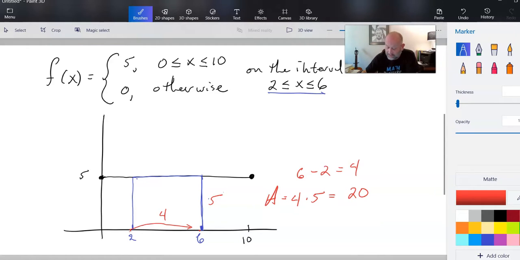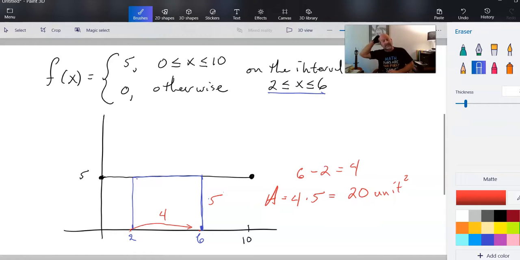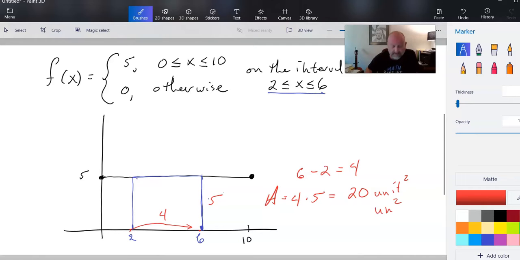And since we don't have any units, we're going to say these are units squared. I think what your book does is just write un squared, but it stands for units squared. All areas are in square units. You notice the only real thing we had to figure out here was the length of the base. Everything else ultimately was given to us, even though it was disguised a little bit. Okay, so now let's take a look at the next example.